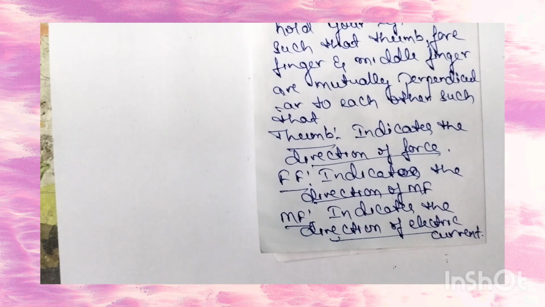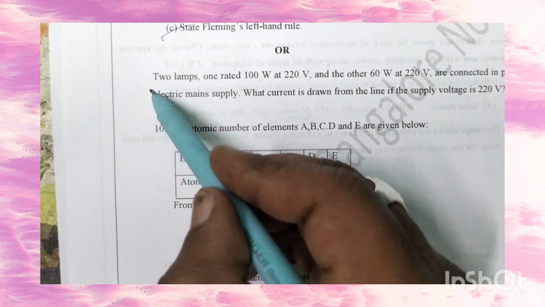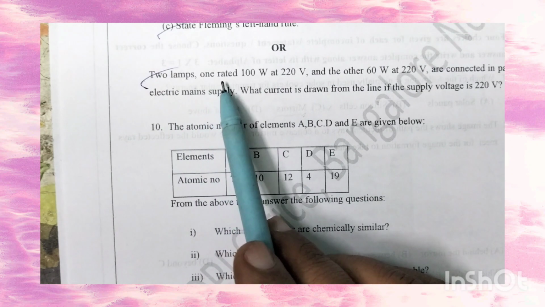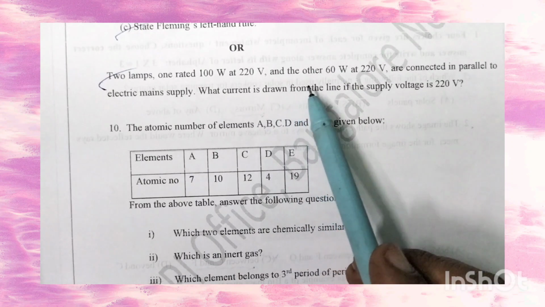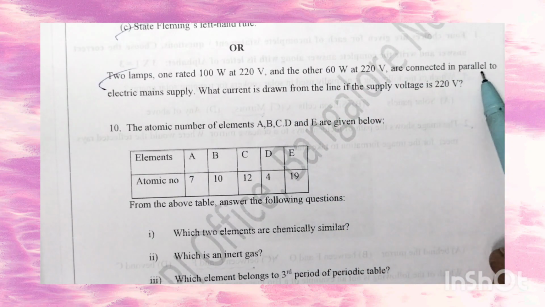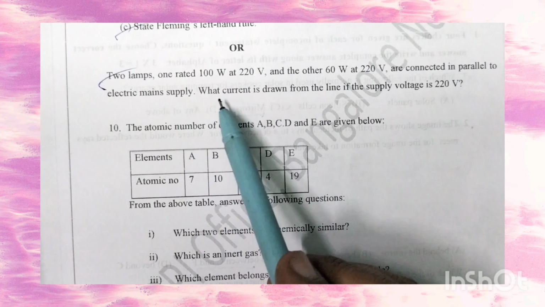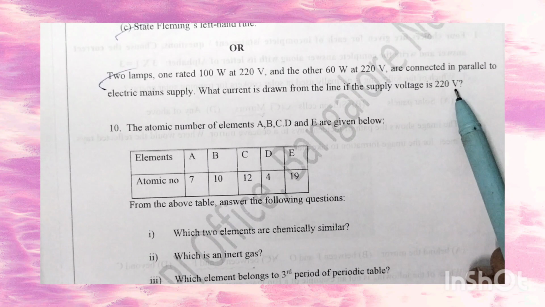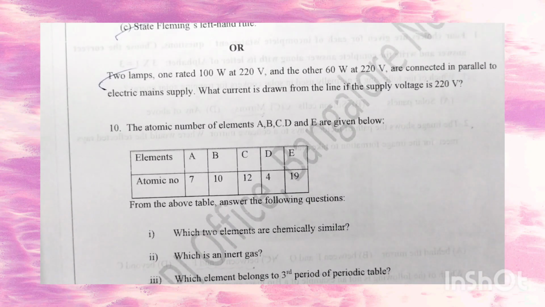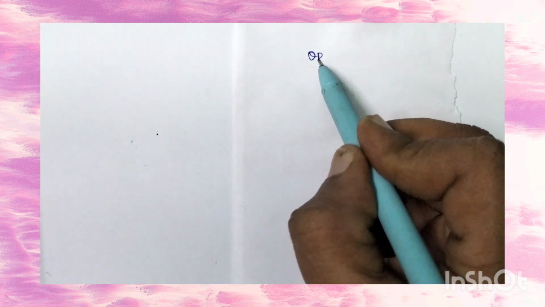So now let us move for the next. In this one only, one internal choice question is there. That is, let us answer for that question. Two lamps, one rated 100 watt at 220 volt and the other 60 watt at 220 volt are connected in parallel to the electric mains supply. What current is drawn from the line if the supply voltage is 220 volts? So now let us answer for this question. This is an internal choice question for 9th one. So now let us answer for the internal choice question. That is numerical is there.